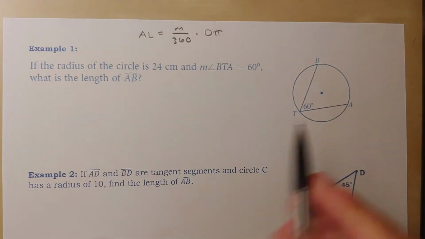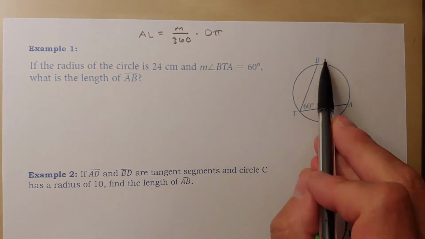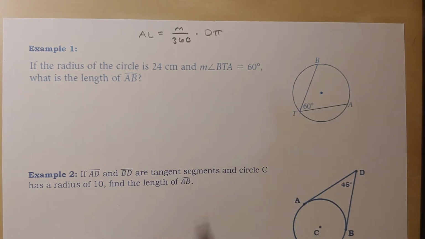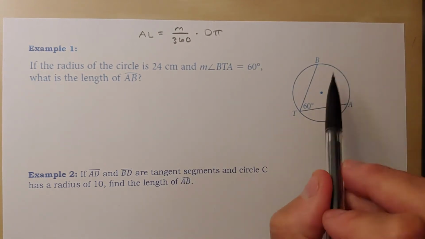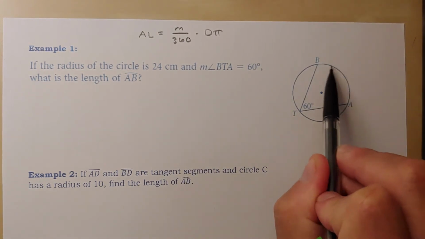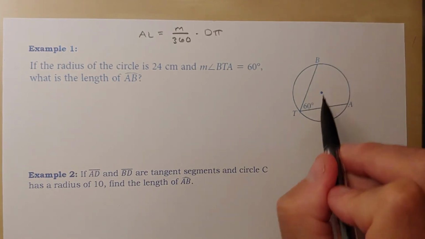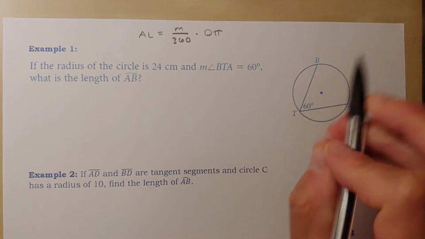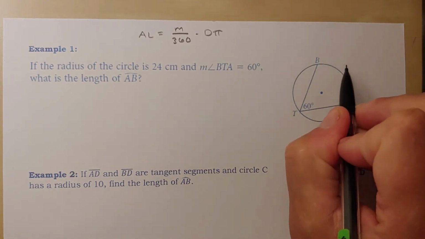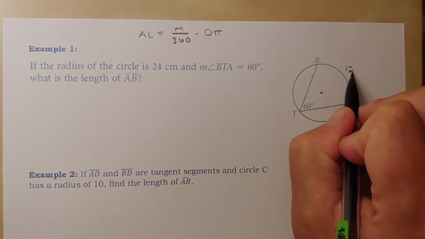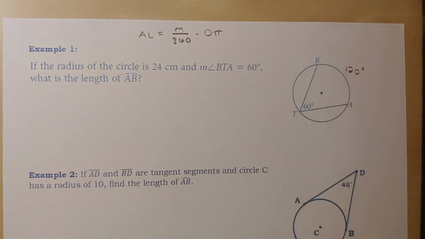If the radius of the circle is 24 and the measure of angle BTA is 60, what is the length of arc AB? Notice they're not asking for measure, they're asking for length. If we wanted to know the measure, we would know that because this is an inscribed angle of 60, this arc measure here would be twice as much.